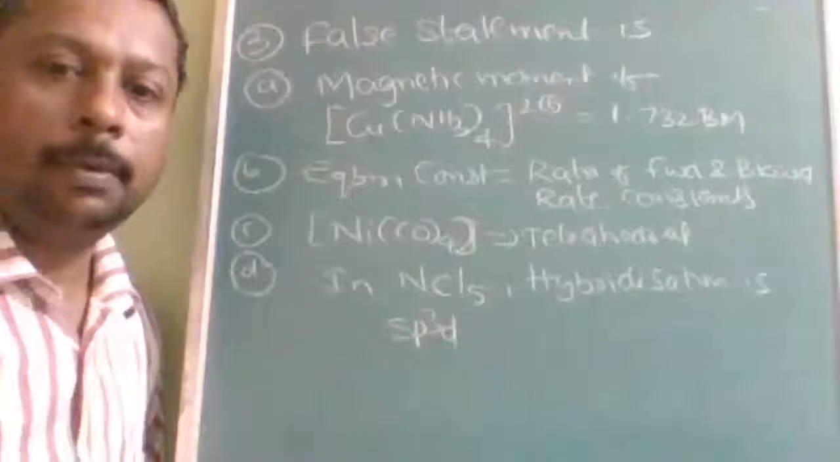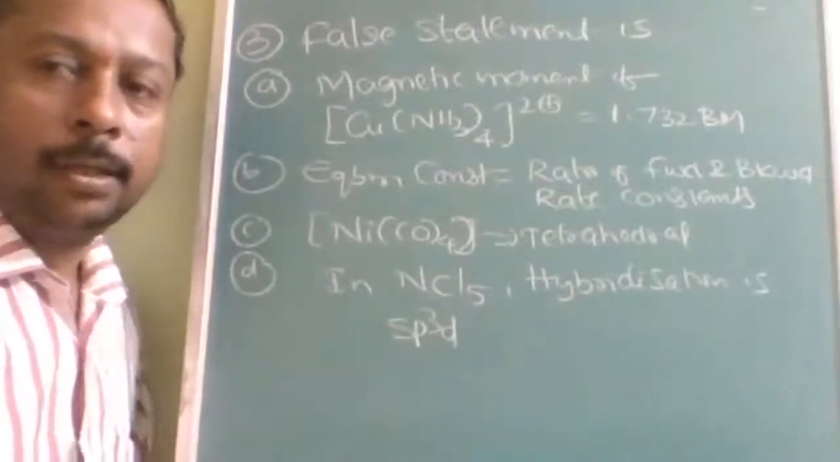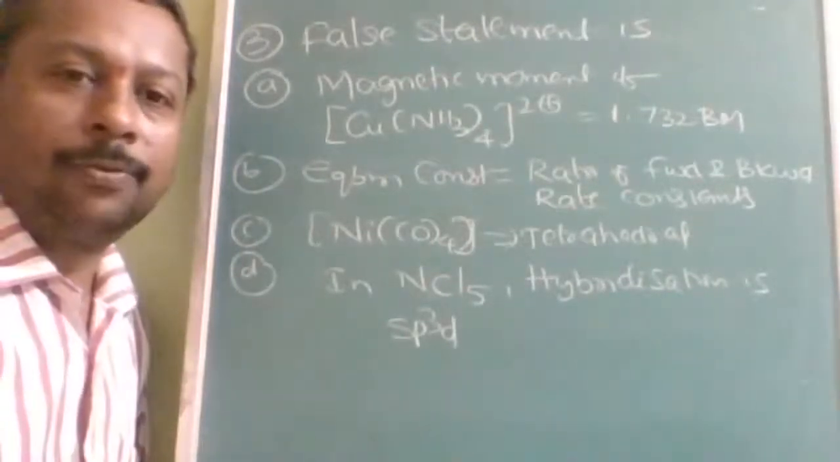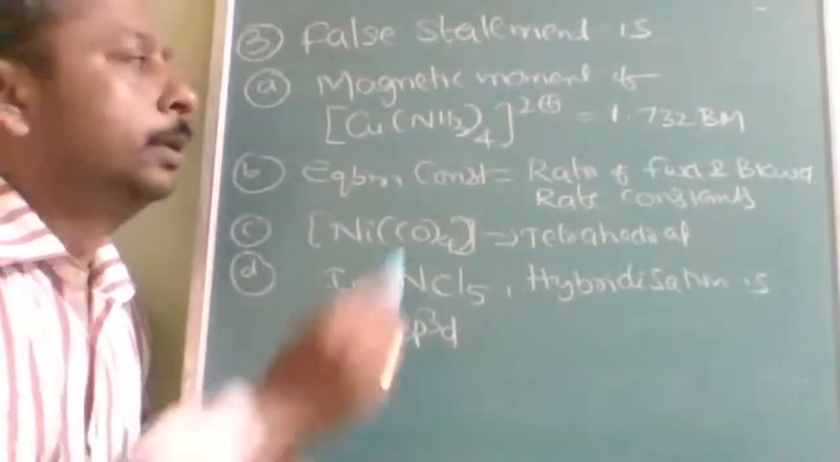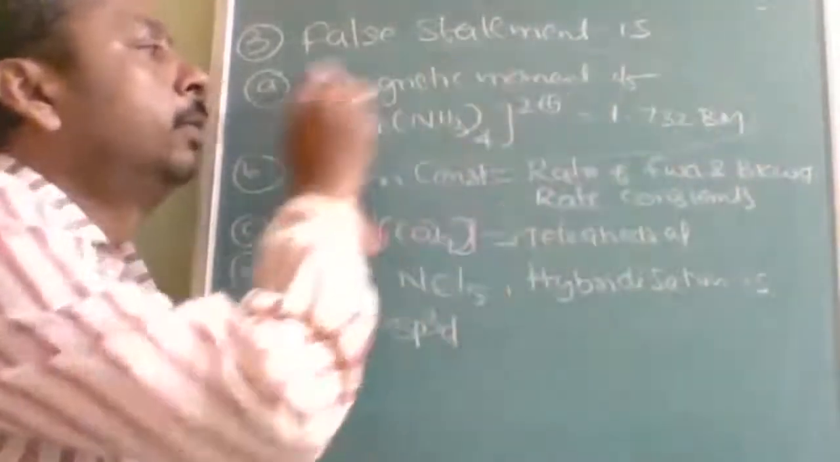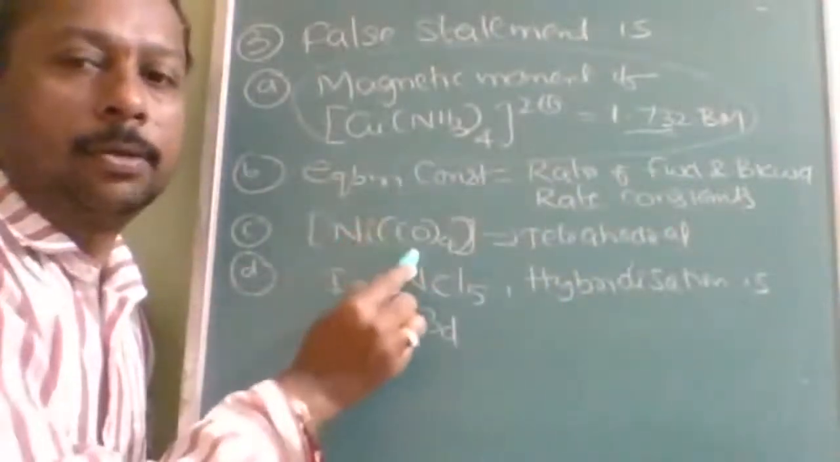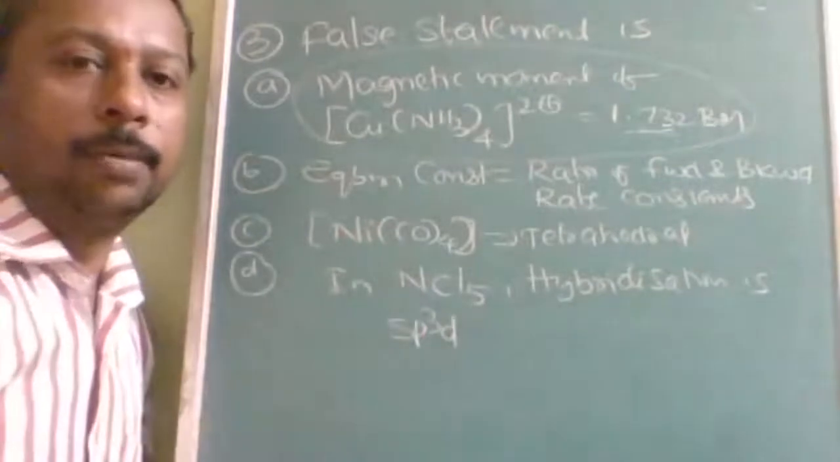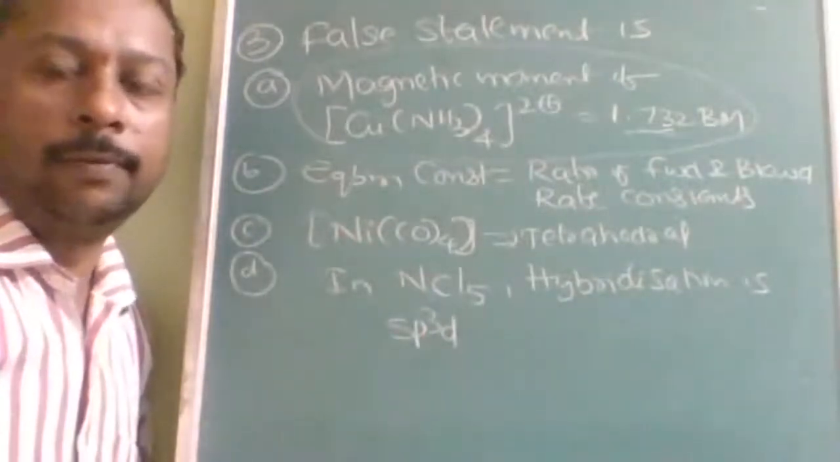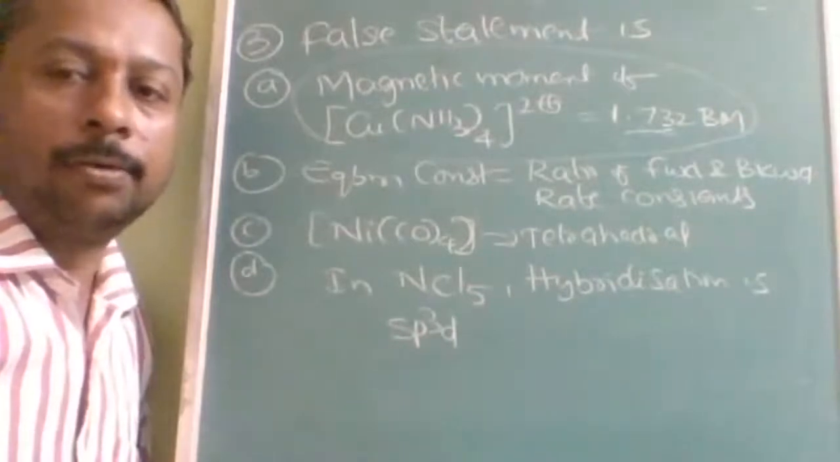Okay, here is the question. You have to identify the false statement. See, four options and four are different chapters. This is from chemical bonding, sorry, atomic structure, magnetic moment, equilibrium constant, coordination compound, and P block. So identify which of the statements is false. False statement you have to select.